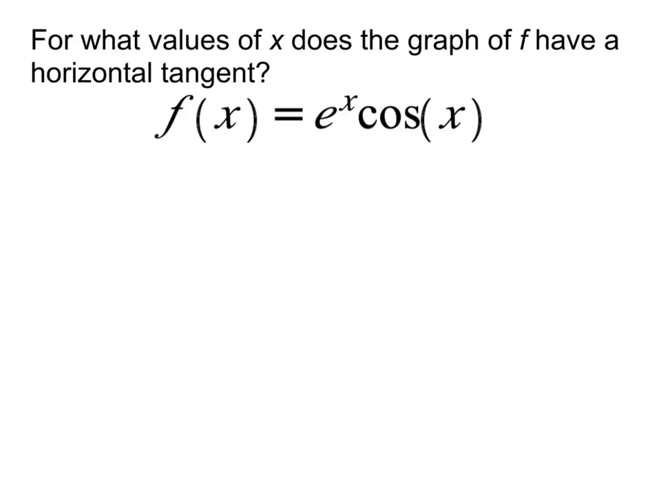All right, so for this problem, we're looking for where the graph has a horizontal tangent. So once again, we're looking at a tangent line, right? So if I'm going to be finding the tangent line and dealing with its slope, of course that means finding the derivative.